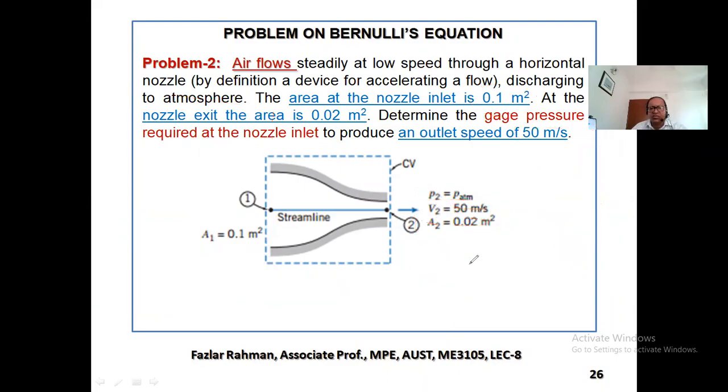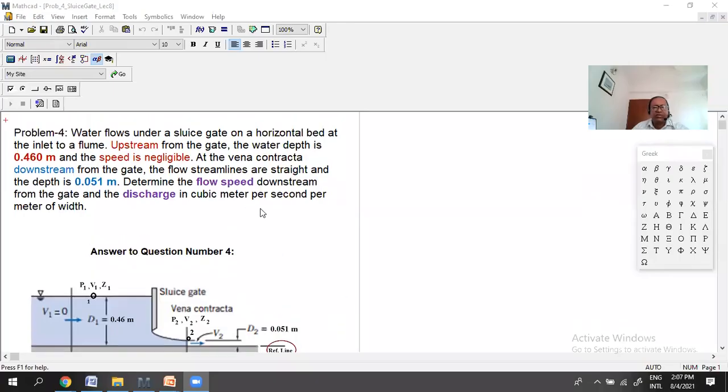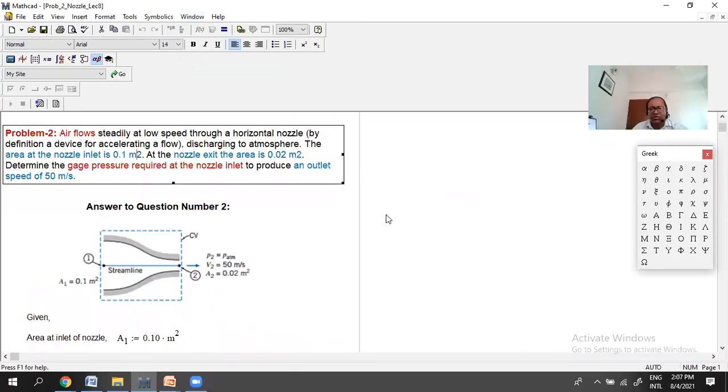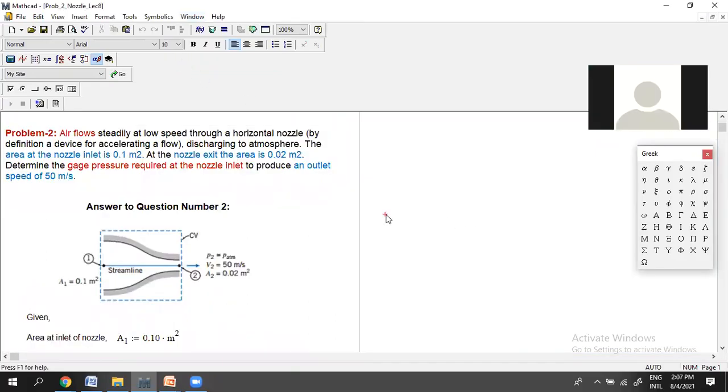Okay, so let's see. One second, let me stop the sharing. I'm not able to see my MathCAD file over here. Okay. Now, did you see the MathCAD file? Yes, sir. You can see it? Yes or no? Yes, sir. You can see it. Okay.